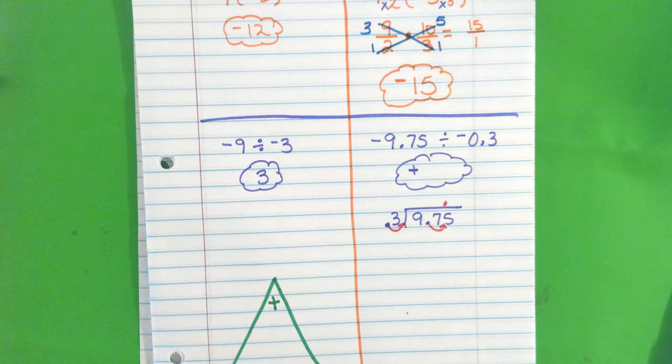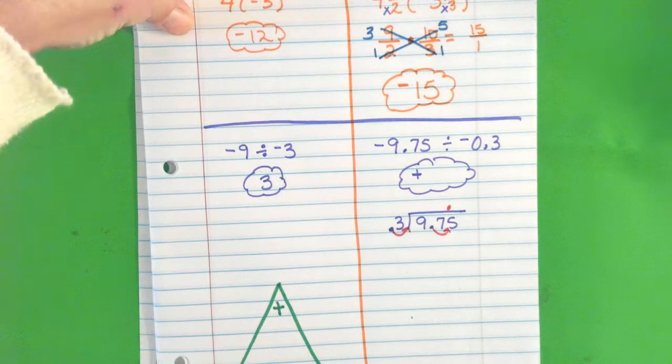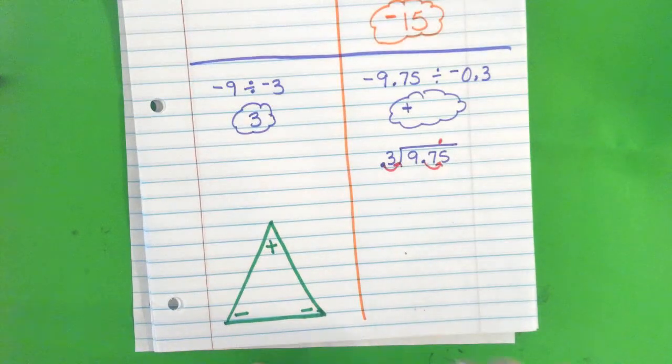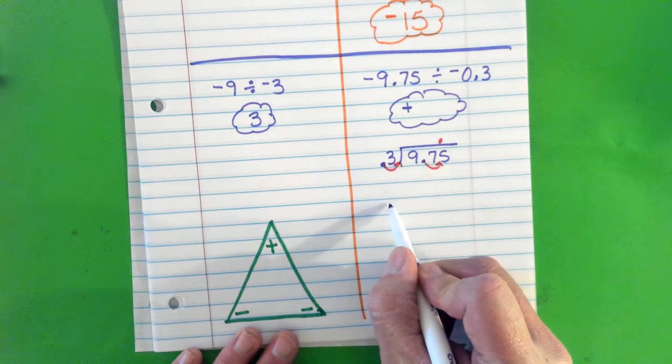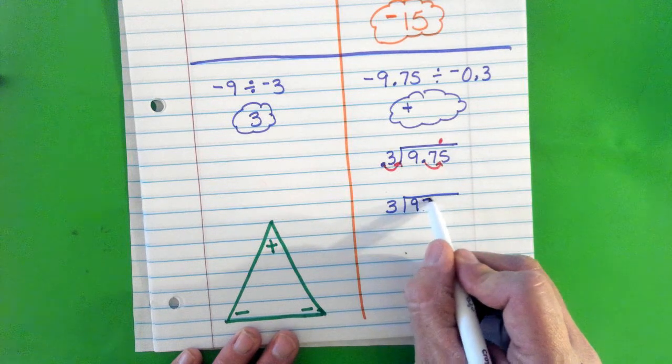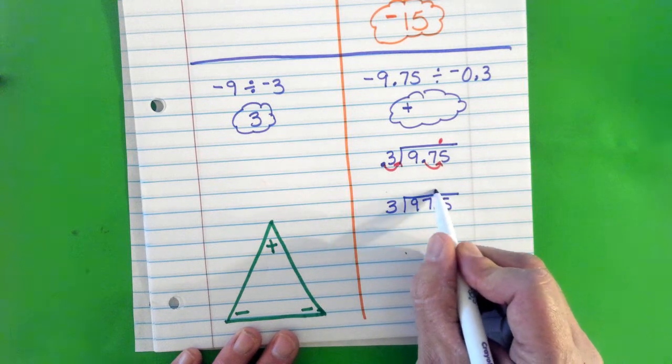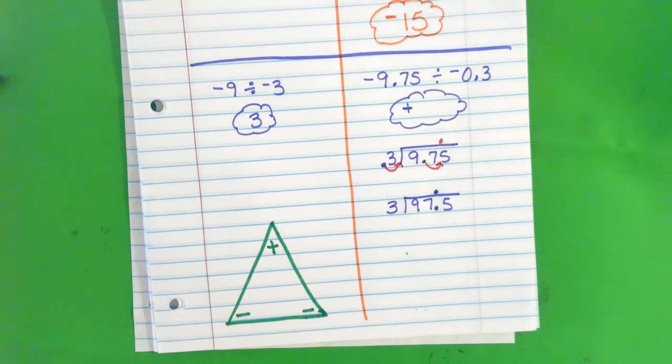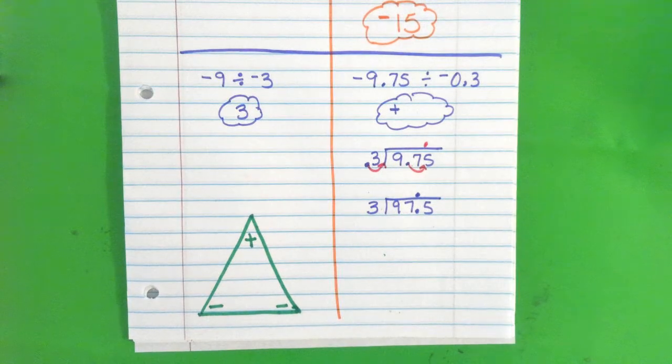Well, it's kind of messy looking, so to clean it up a little bit, I'm going to rewrite it. I have a 3, I'll put it here, 3 on the outside, and on the inside, now I have a 97.5. 97.5. Is that a radio station? 96.5 and 97.9. The blocks. Okay, now I can just divide.